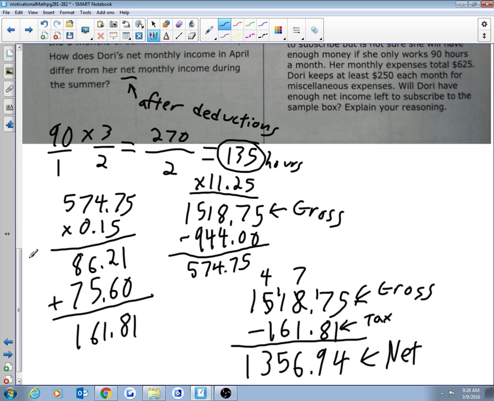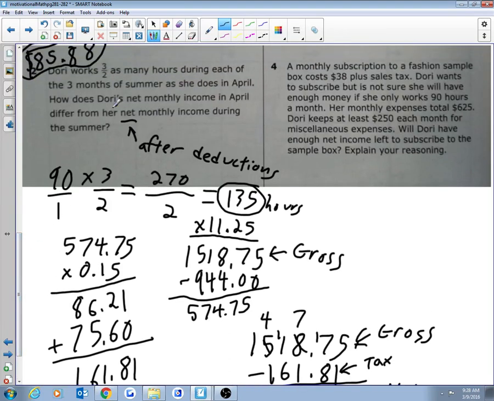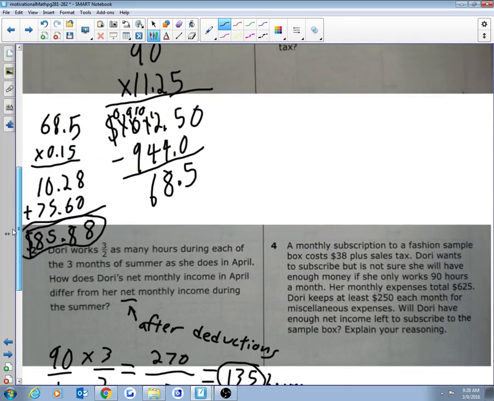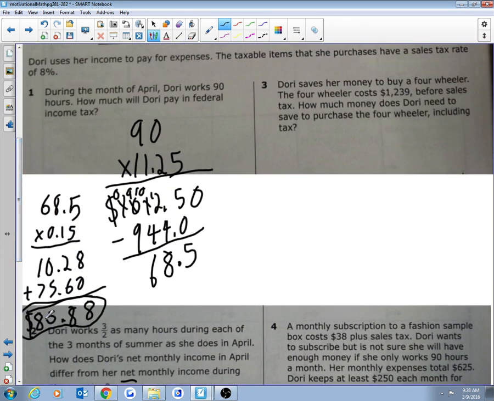But we don't just need her net income for this month. We want to know how does Dory's net monthly income in April differ from her net monthly income during the summer? So this is how much she made in the summer. So I'm going to write net summer. And we go back to the original problem, or the first problem. She had to pay this much in taxes. She made this much. This was her gross income. So during April, she had 1012.50 minus the deductions, the $85.88 that she paid in tax.